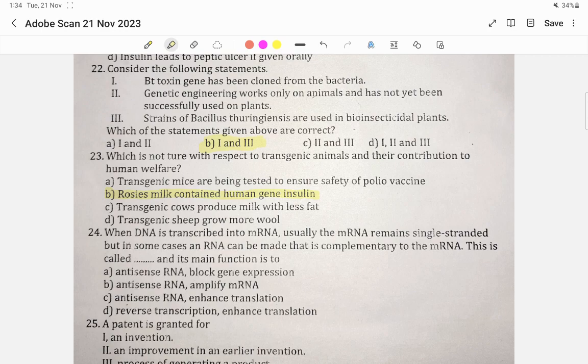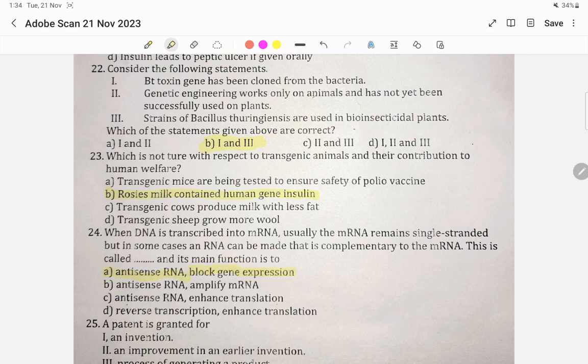It is very noticeable. When DNA is transcribed into mRNA, usually the mRNA remains single-stranded, but in some cases an RNA can be made that is complementary to the mRNA. This is called dash and its main function is to dash. So for the 24th question, the answer is antisense RNA. The RNA that is complementary to the mRNA we call antisense RNA.